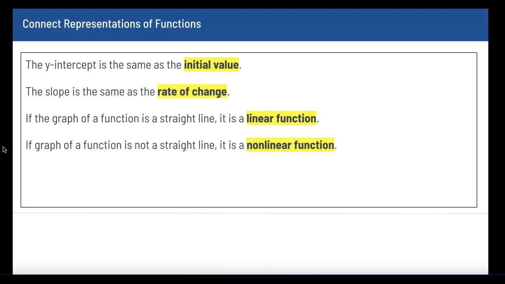The y-intercept will be the same as initial value, which is important when we look at word problems. And the slope is the same as the rate of change. If the graph of a function is a straight line, it is a linear function. You see the word line in there. If the graph of the function is not a straight line, it is a non-linear function. You literally see no and linear in that word.